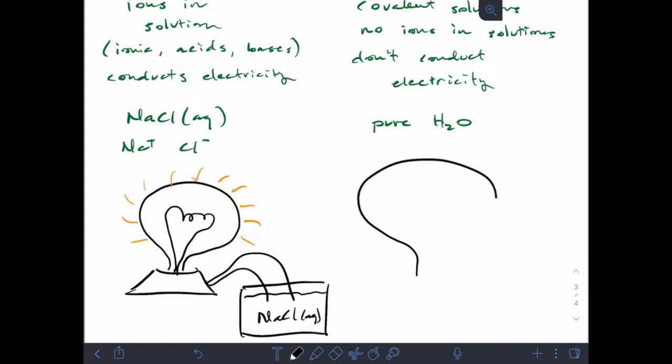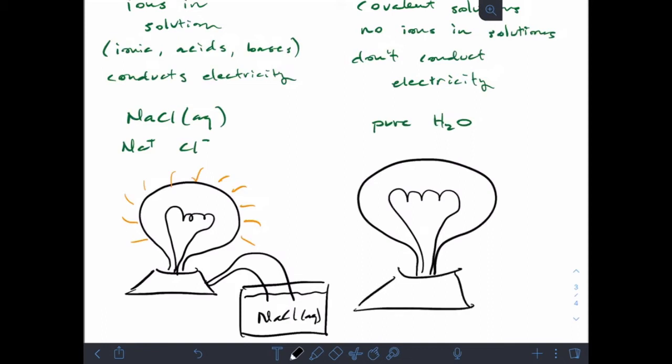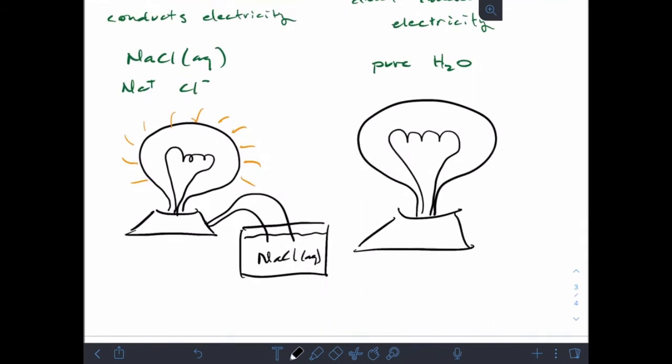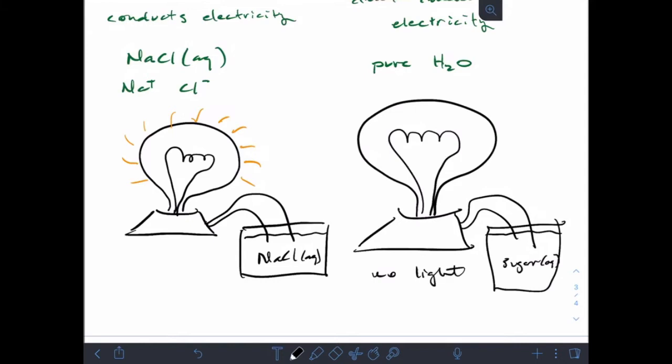But in contrast, if I have my wires and they are in a liquid solution of sugar, we stay dark. Because sugar does not make ions.